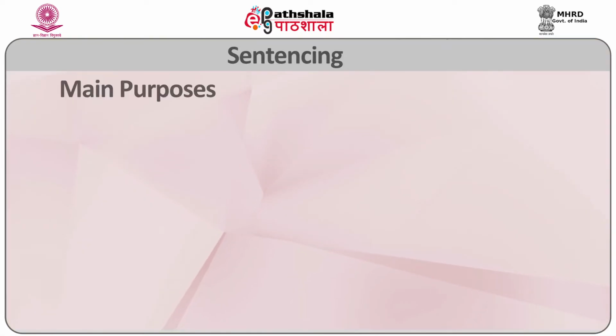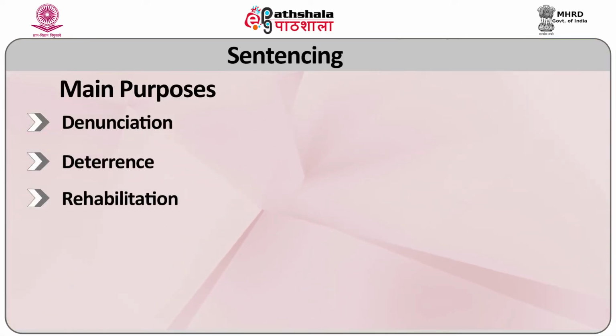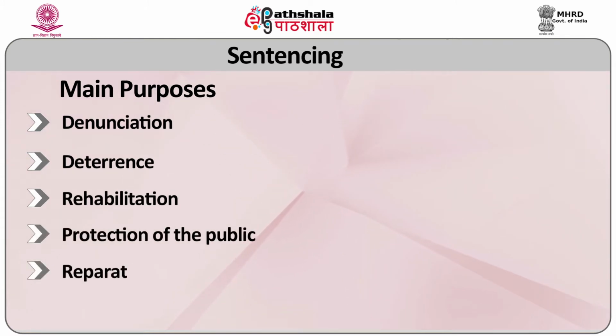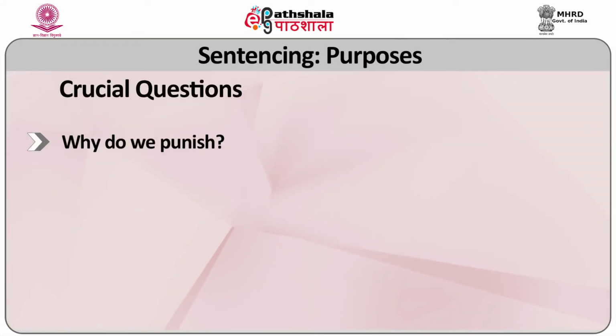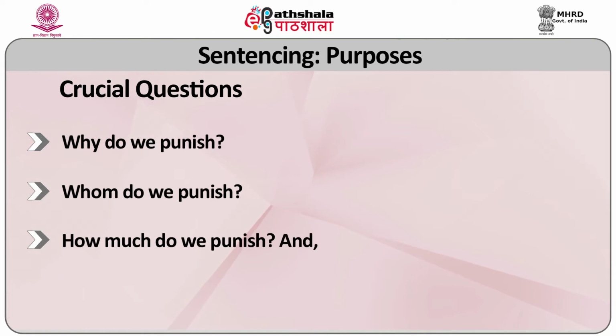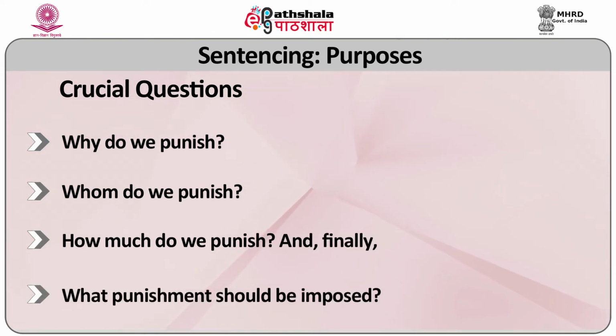On a perusal of the judicial decisions and the worldwide literature existing in this regard, we can deduce that the main purposes of sentencing are fivefold: denunciation, deterrence, rehabilitation, protection of the public, and reparation, that is, victim restoration. The objective or purpose of sentencing is based on the crucial question: why do we punish, whom do we punish, how much do we punish, and finally, what punishment should be imposed. At the same time, it is the duty of the sentencing judge to look into the future and select or identify the sentence which is likely to have most impact on the individual.